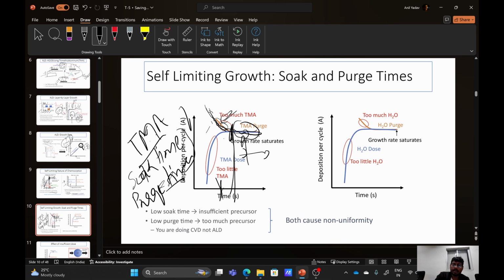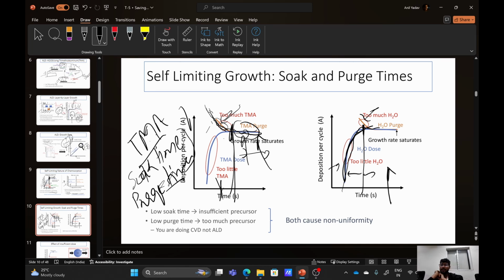Okay, this is for the half cycle of the TMA, and the same thing happens for the H2O as well. So if you are giving the H2O dose, the dose should be till this point. It should be above this point, but you should not go beyond too much, otherwise you are wasting time. Below this, there is too little H2O to oxidize the TMA or the substrate. Then again you need to do the purging of the H2O, with nitrogen or argon.